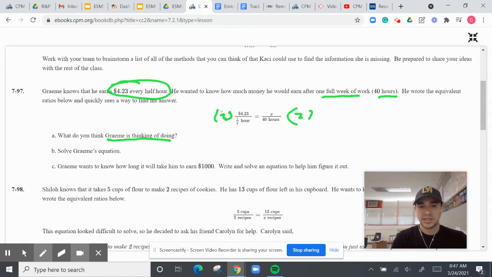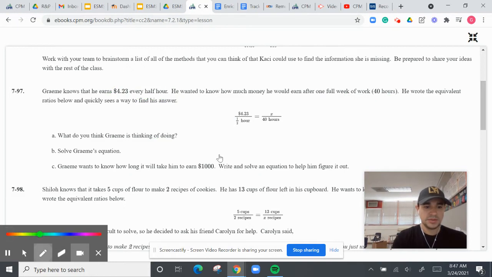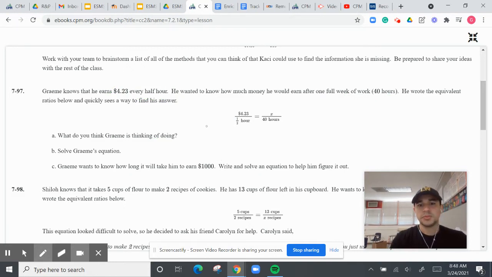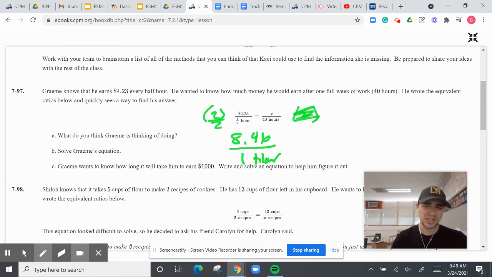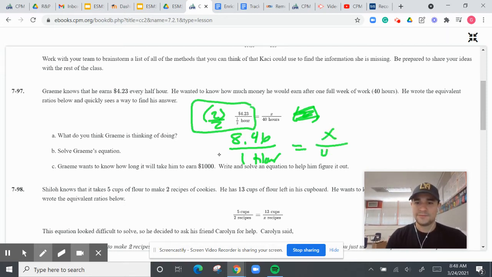Actually, I'm sorry, let me say that again. Basically I've multiplied by 2. I was going to do a half, but I think 2 is better. That's going to be $8.46 over 1 hour. That's still a proportion, 2 over 2, so I actually don't have to do both sides. I used a giant 1, 2 divided by 2, and changed this fraction to $8.46 per hour. So I just doubled it so I know what I got per hour. That's my unit rate.